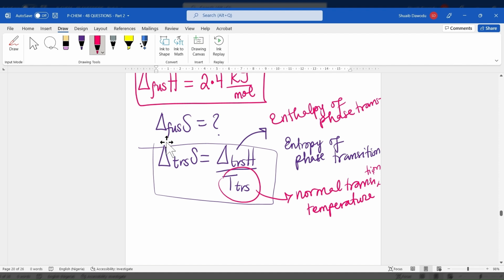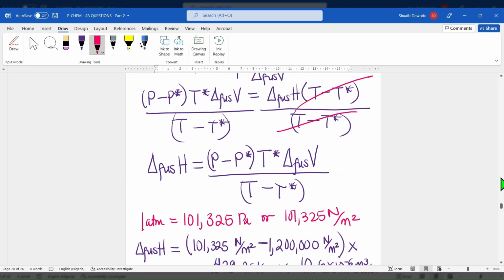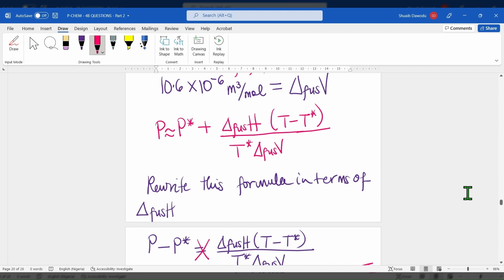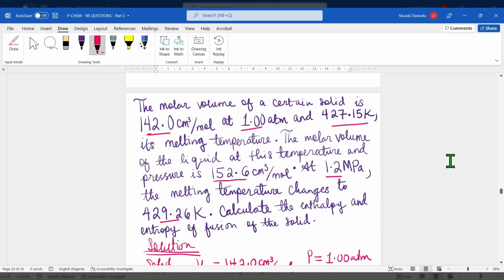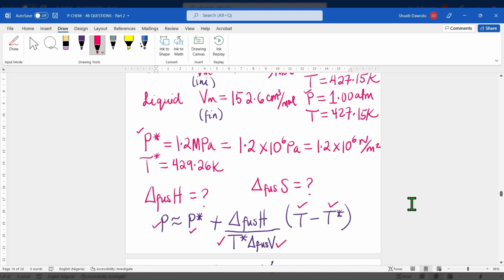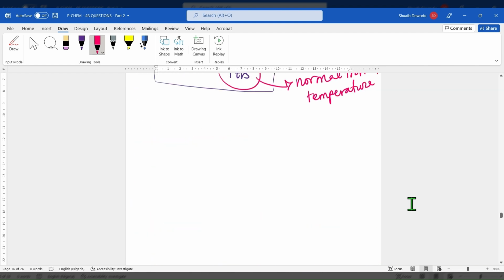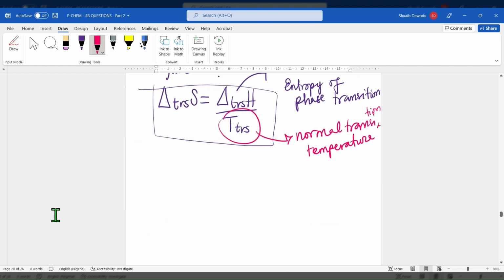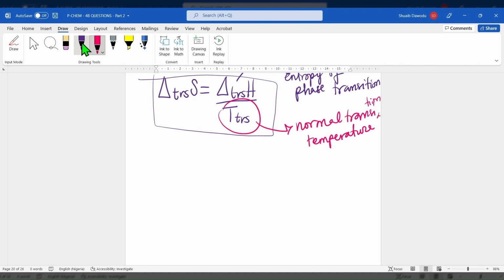So you can be wondering now, okay, I'm beginning to make sense of this. We have our enthalpy of fusion. So what else are we supposed to do? Well, since we have the enthalpy of fusion, you're going to be wondering how we determine the normal transition temperature. Because when we go back to our question, what you're going to realize is that we have a temperature of 427.15 Kelvin, as well as a temperature of 429.26 Kelvin. And you're going to be wondering which one of them do we have to use, because we can only have one normal transition temperature. Well, to do this is very, very simple.